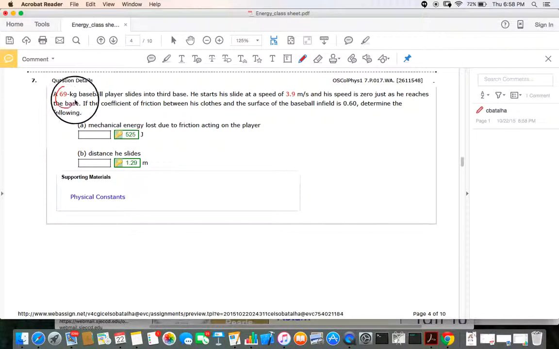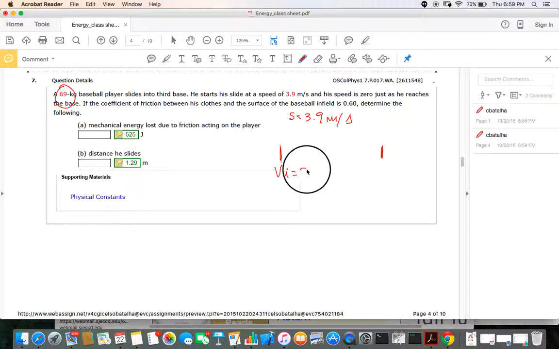We have a 69 kilogram baseball player that slides. He starts his slide at a speed of 3.9 meters per second, and his speed is zero just as he reaches the base. So imagine he starts sliding here and he stops at the base here. So he has an initial velocity of 3.9 meters per second and stops at 0 meters per second, okay? And here's the distance he covers.